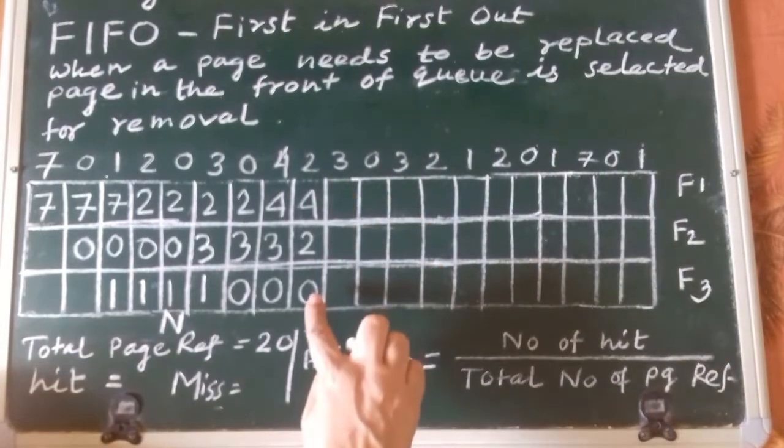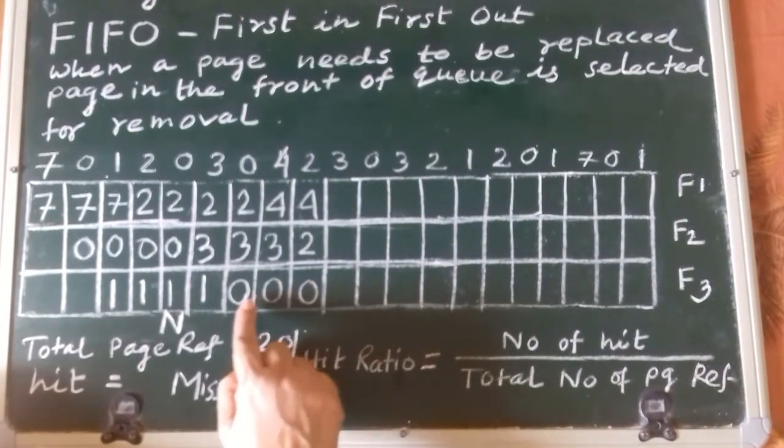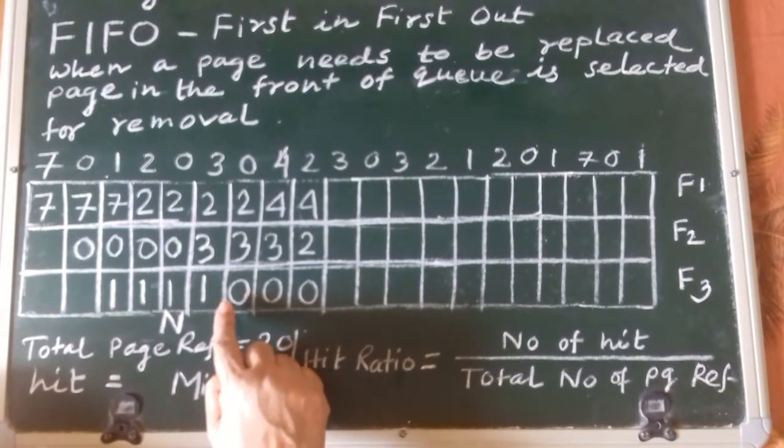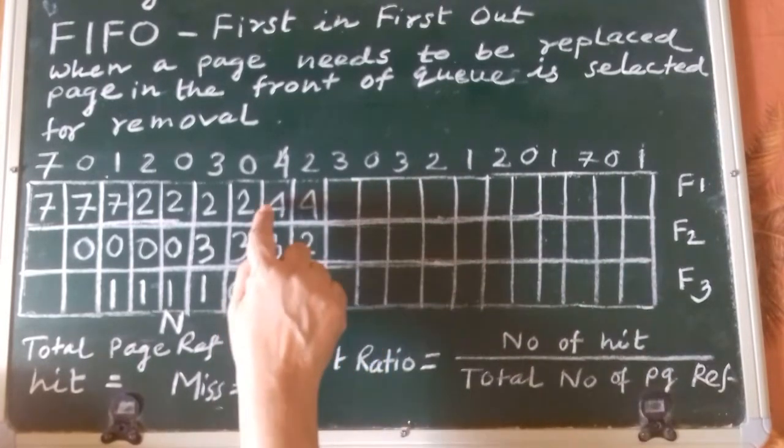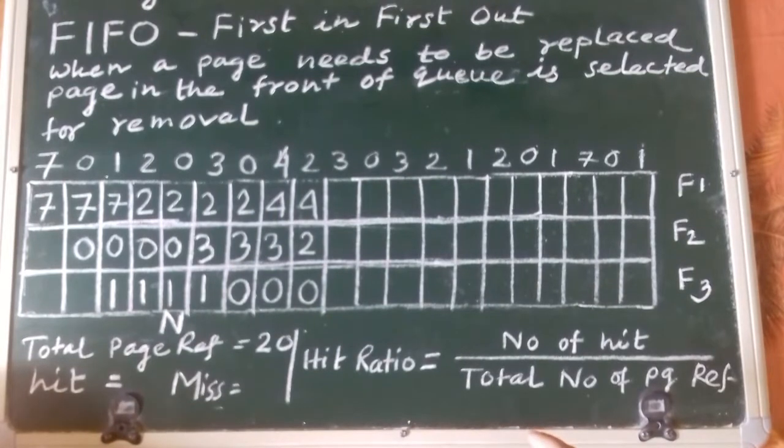Now 3 is coming. Which one has been existing for a long time? 0 is existing for 3 times, 2 for 1 time, 4 for 2 times. So at that moment, what will be the situation in the memory?